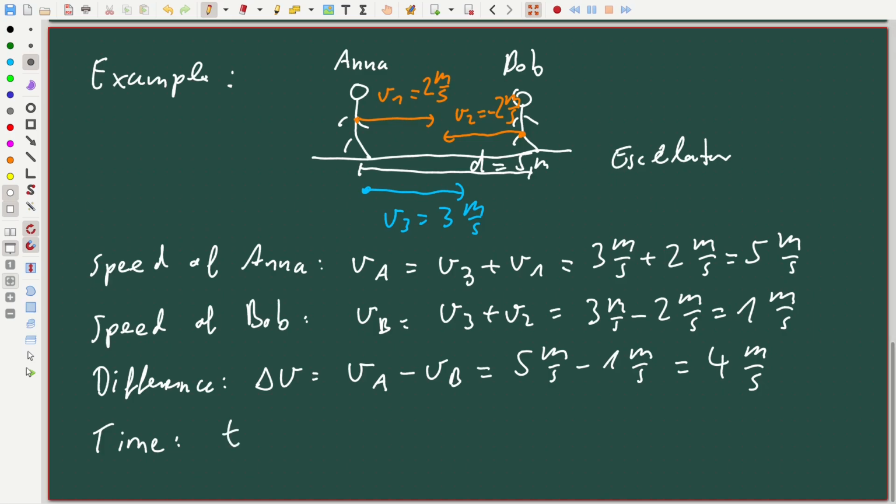So in this case, it would be t equals, and then we remember from our introduction of speed and velocity that if we want to calculate the time, we have to calculate distance over speed, in this case the speed difference. This leads to 5 meters divided by 4 meters per second, and this gives in total a value of 1.25 seconds. So after 1.25 seconds, Anna actually reaches Bob.